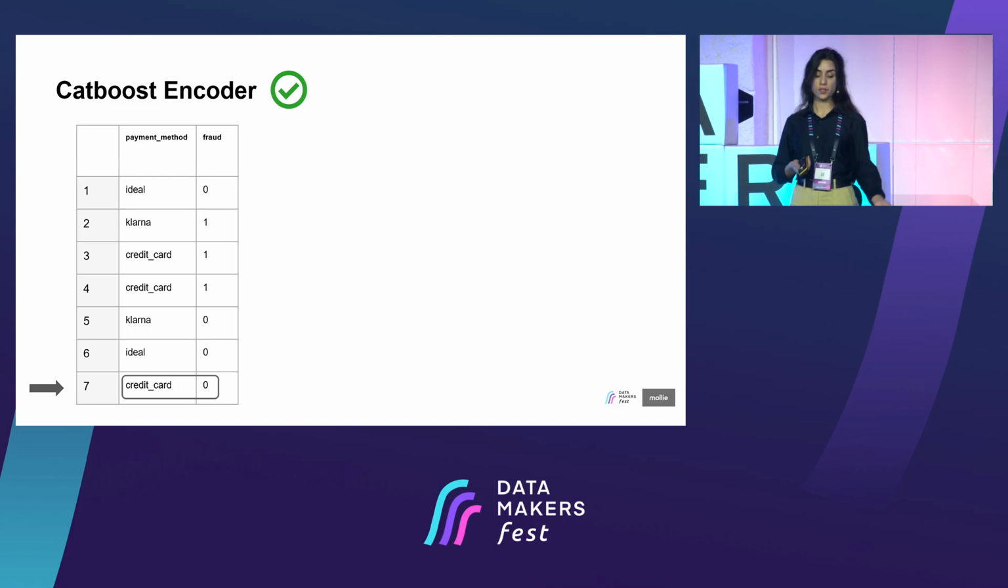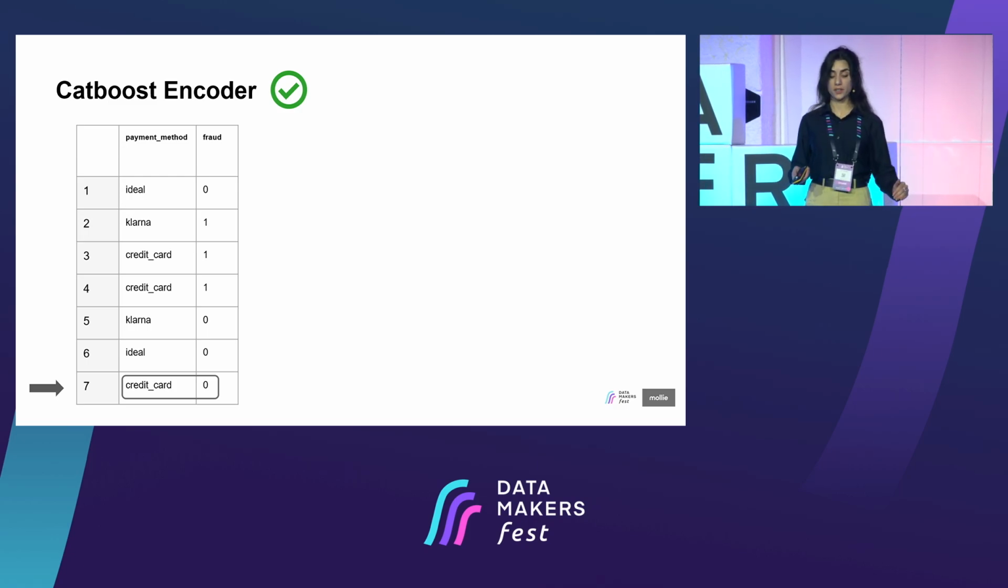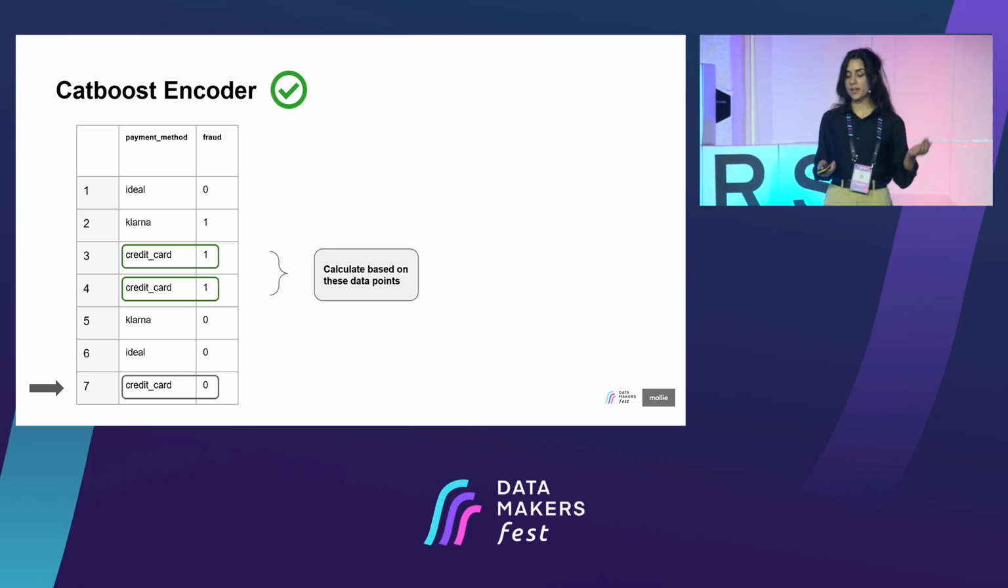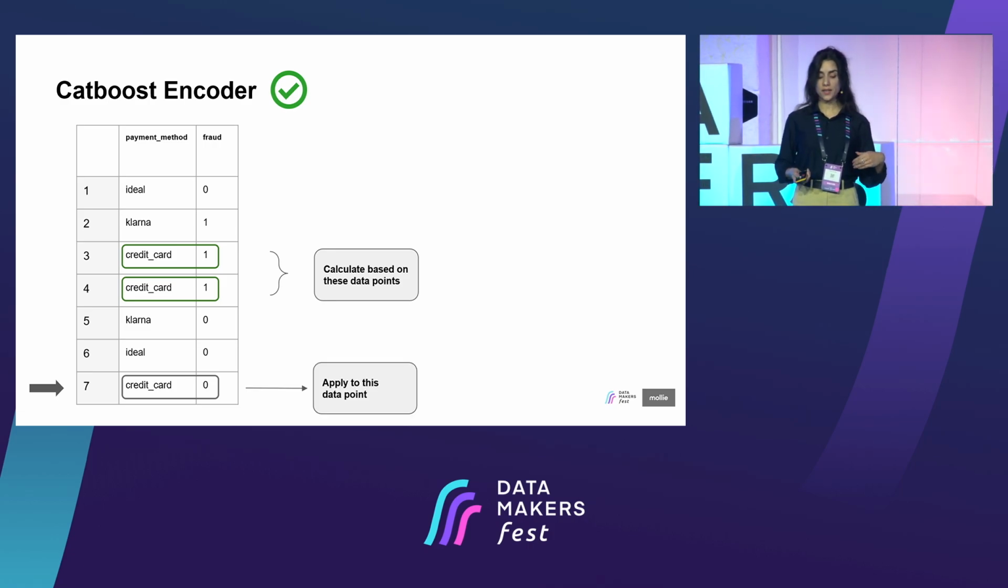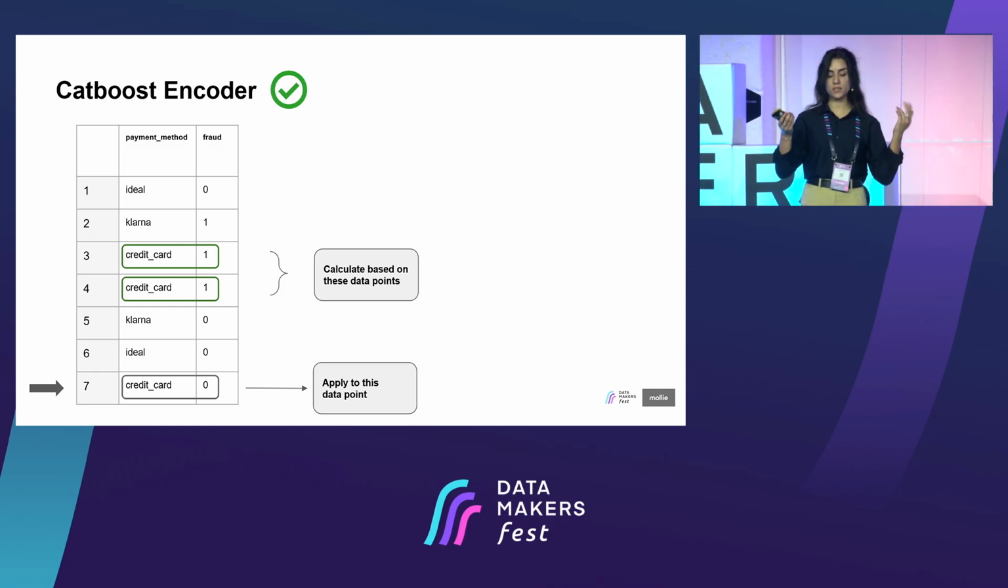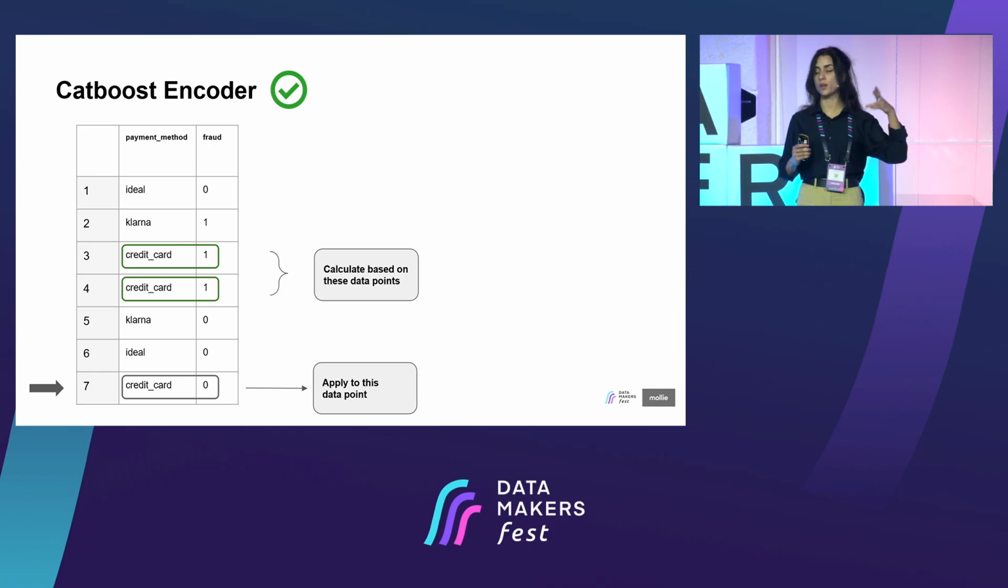So for example, for credit card, let's say the last row of credit card, what we will do is we will take all of the credit card rows that we saw before. We will calculate based on these data points, and then we will apply that on the last data point. So basically, we'll find the mean of the previous ones and then apply it to the last one. And then we do that for each row, where we take into account all the preceding rows of that same category.